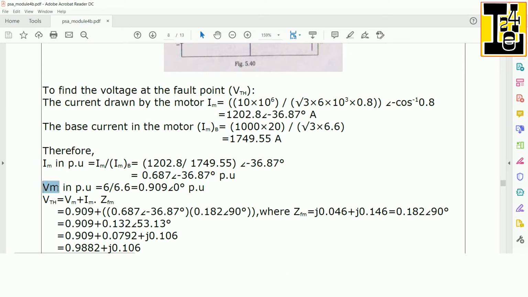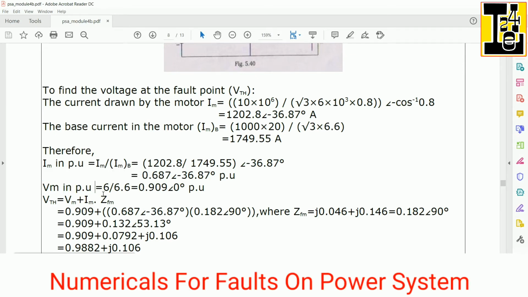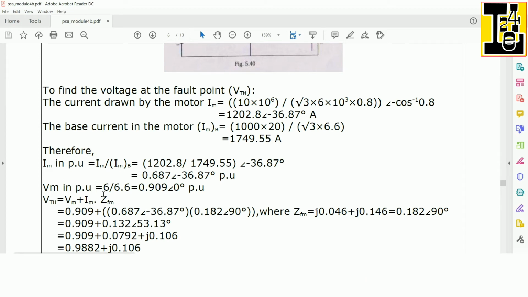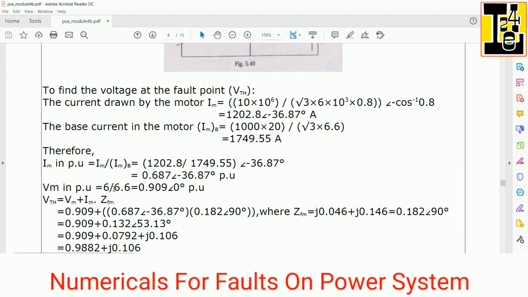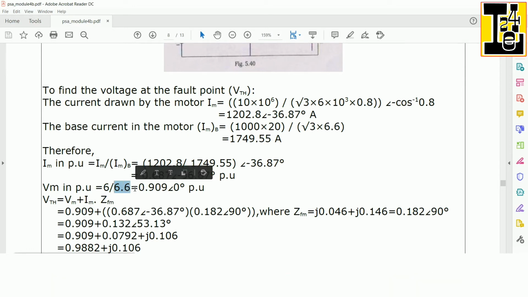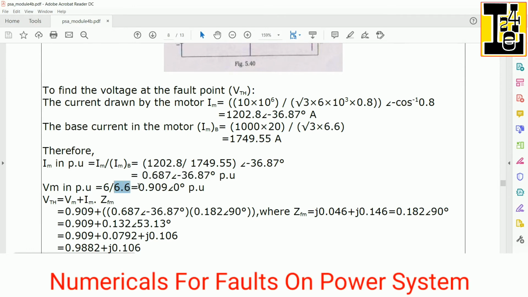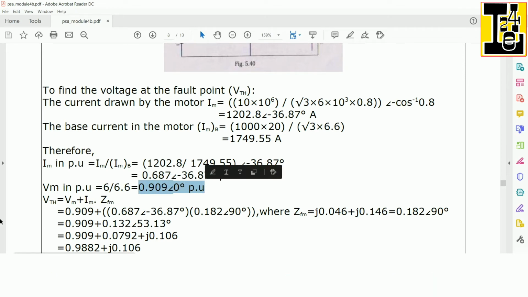We need to find VM in per unit, as before the occurrence of the fault, the motor was operating at 6 kV and the base at the motor side is 6.6 kV. Its value is 0.909 at an angle 0 degree per unit.